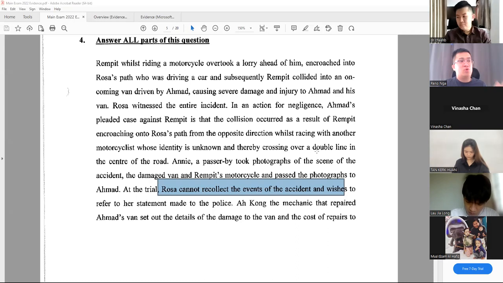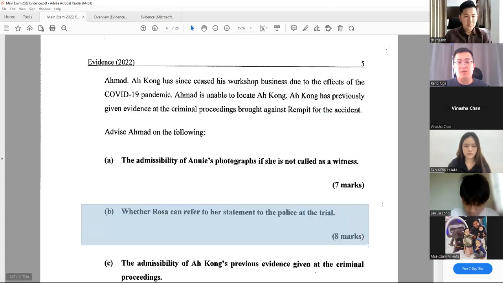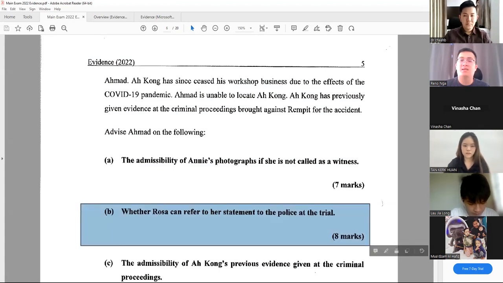Okay, so which means Rosa made a statement before trial when the incident happened. After the incident, when she goes to court, then she cannot remember already. So when she cannot remember, the question asks you whether she can refer to her statement or not. Actually, the answer is yes. I don't know if you guys know about this case or not. Let me highlight the case to you.